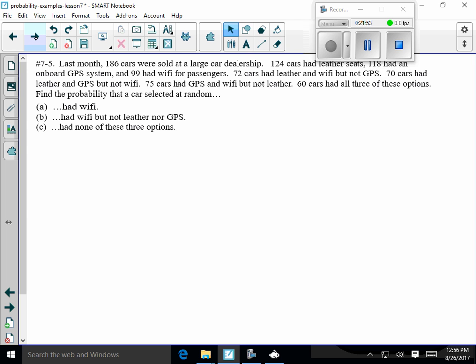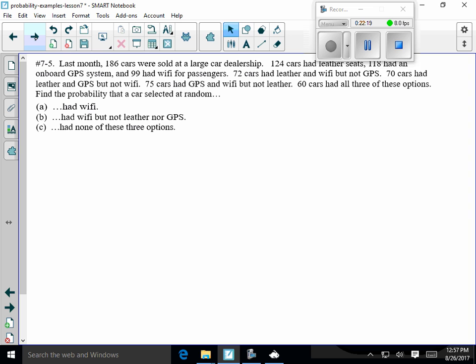72 cars had leather and Wi-Fi but not GPS. 70 cars had leather and GPS but not Wi-Fi. 75 cars had GPS and Wi-Fi but not leather. And then 60 cars had all 3 of the options. Find the probability that if I select one car at random from this group, it has Wi-Fi, or it has Wi-Fi but not leather or GPS, or it has none of those options. Okay, so pause the video, give this a try, and then unpause.